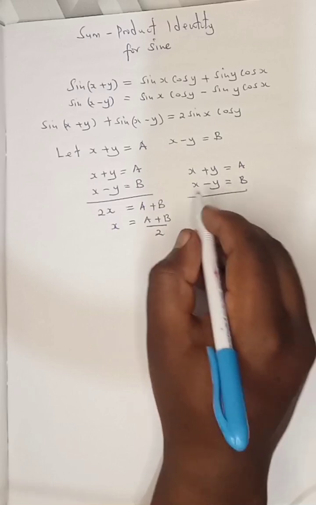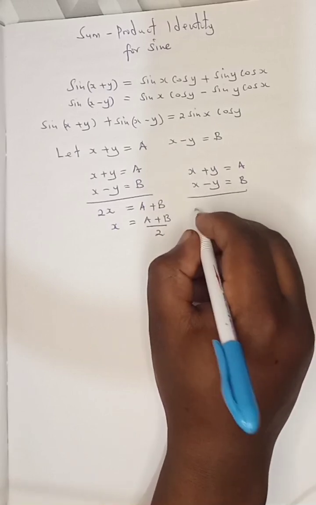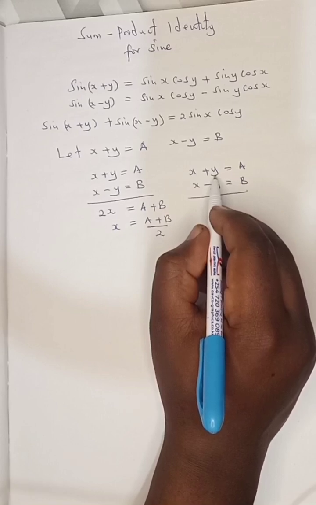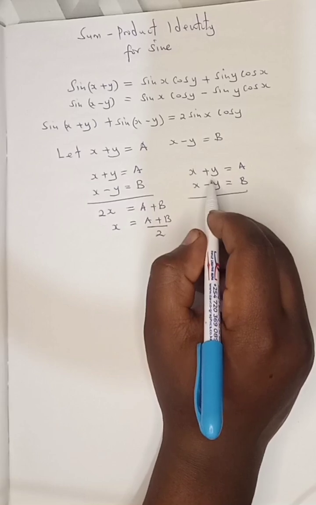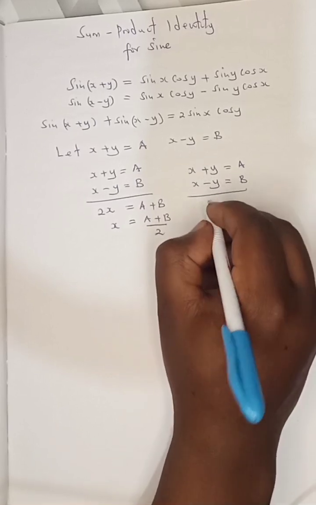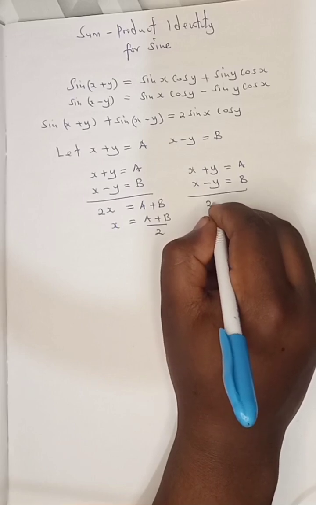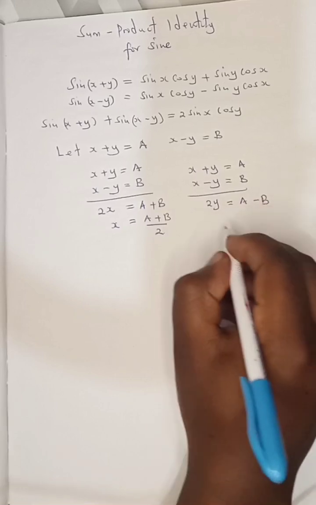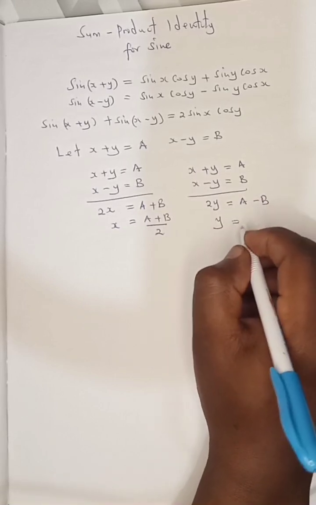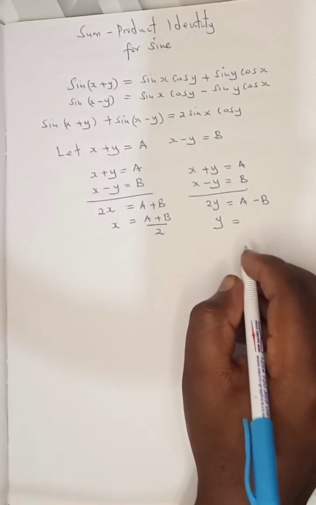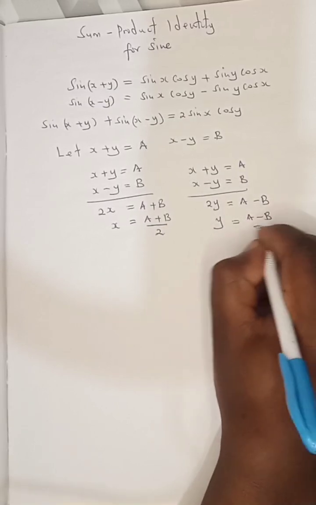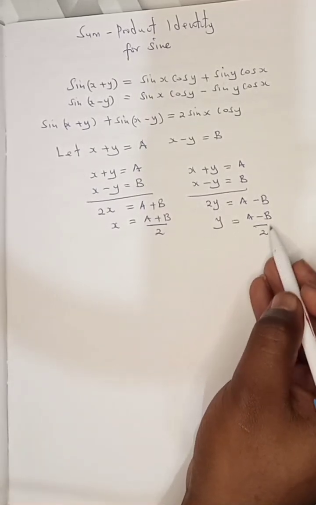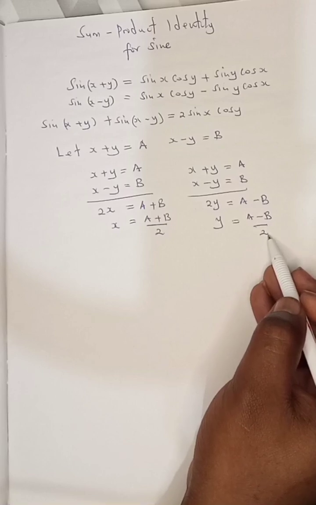So if you subtract x minus x, you get 0. What do you get if you subtract a negative y from y? That is y minus negative y. What you get is just 2y. But this one here is A minus B. So what do we do to get the value of y? What we have to do is divide both sides by 2. So we can see that the value of x is this here, and the value of y is A minus B divided by 2. So we are almost done.